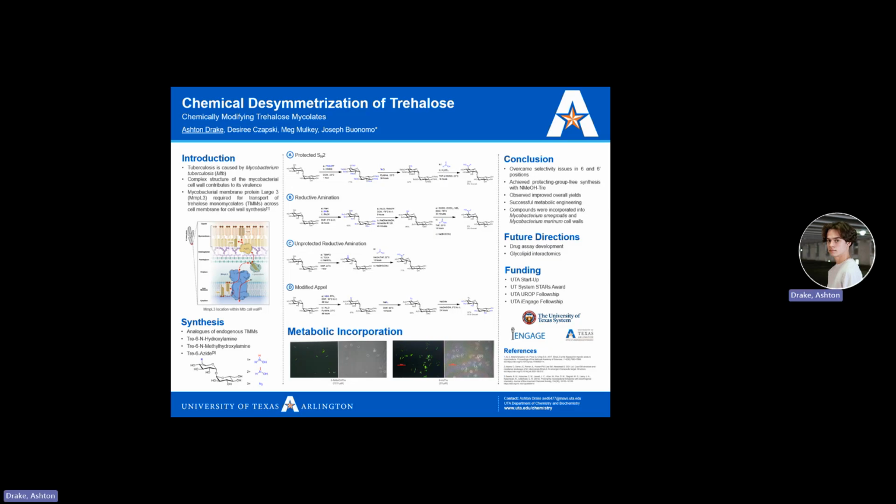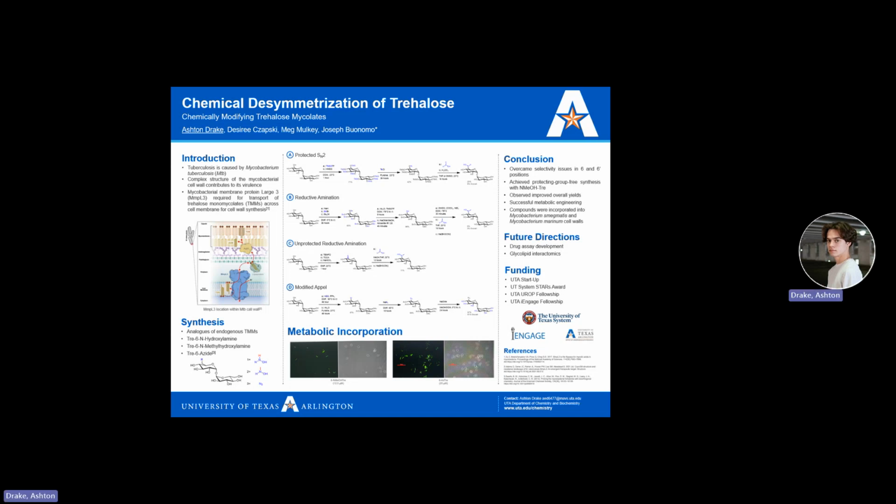Tuberculosis is a bacterial infection caused by Mycobacterium tuberculosis. TB is highly contagious. Approximately a quarter of the global population is estimated to have been infected with TB. This is a challenge to deal with, mostly due to the complex cell wall structure.